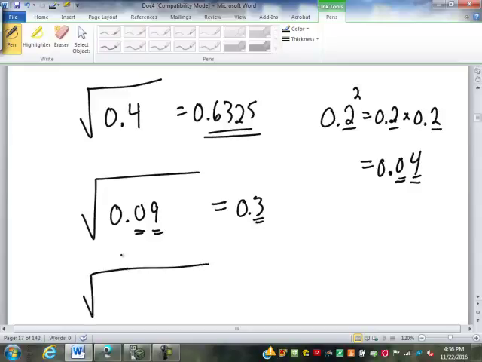For example, 144 is a perfect square, correct? It's 12 times 12. Will that give me a nice perfect decimal square root? Well, 144 is a perfect square. How many decimal places does that have? 4, right? So how many decimal places do you think I'm going to have in my square root? 2, half of that, 0.12.